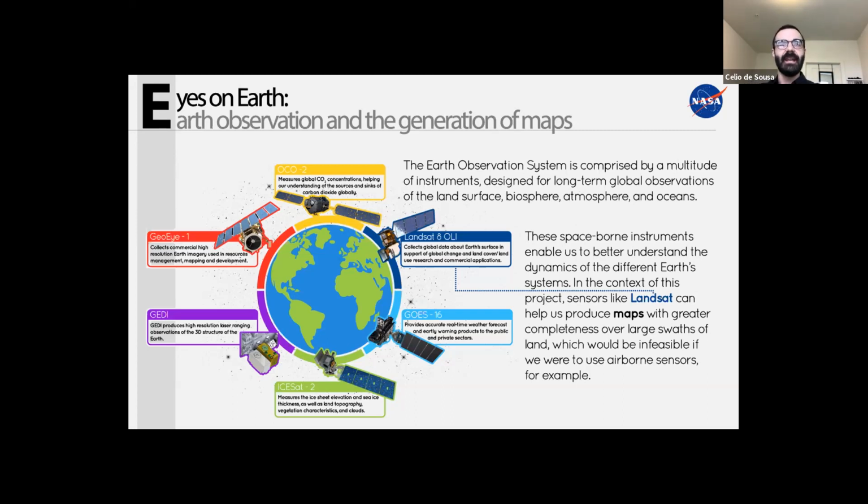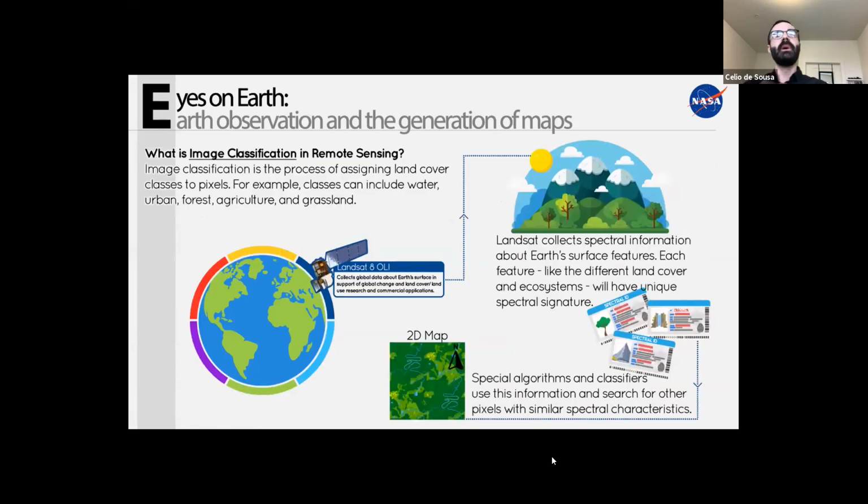So Landsat data is a great asset if you are aiming to produce land cover maps, because its data is reliable, has been used for years in land cover land use research and global change. And we have a vast amount of historical data available to us. Next slide, please. But how do we transform this Landsat data into maps?